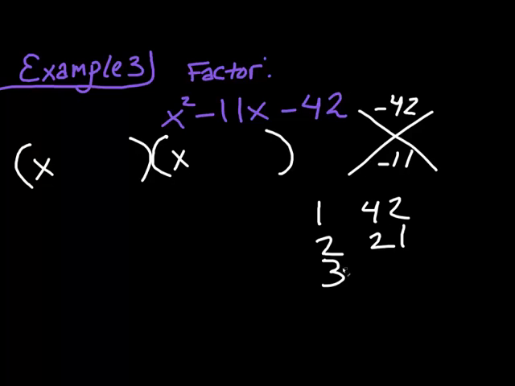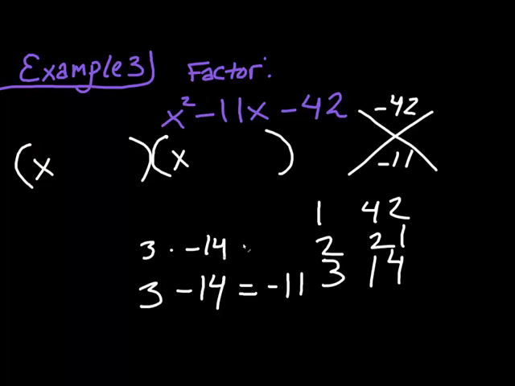Okay, does 3 go into negative 42? Let me think about it for a sec. Yes, it does. So 3 times 14 does equal 42. And I see right off the bat, 14 minus 3 equals 11. So we know that positive 3 minus 14 does in fact equal negative 11. Okay, guys? And positive 3 times negative 14 equals negative 42.